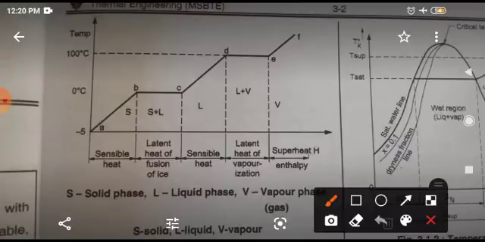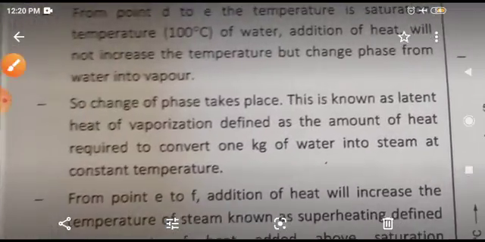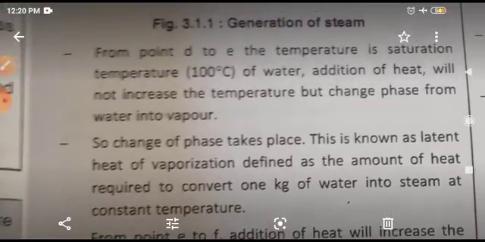You can see S for solid, L for liquid and V for vapor. Let's see what is further given. Now from point D to E the temperature is saturated temperature, which is 100 degrees Celsius for water. At this point you will see that at 0 degrees Celsius the whole ice will get totally converted into liquid.